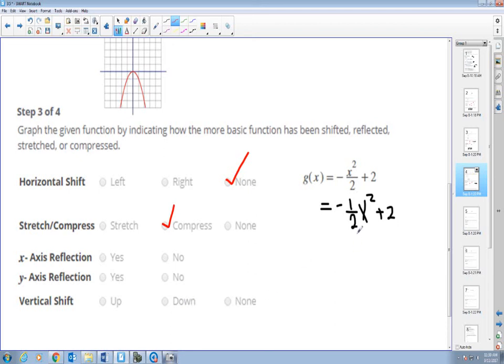The negative sign in front of my leading term tells me it's a reflection about the x-axis. It's not a y-axis reflection. For a y-axis reflection, that negative has to be inside the function, right in front of your variable. Then that would be a reflection about the y-axis. But this problem is not. Vertical shift up 2 places.